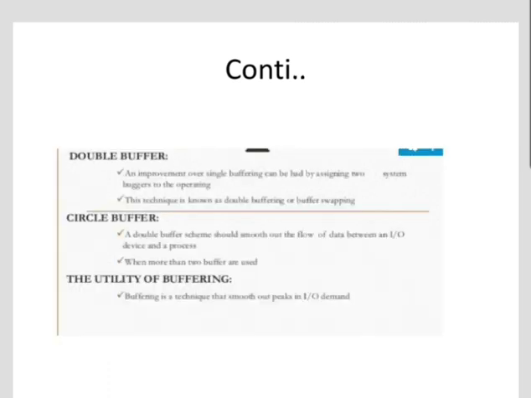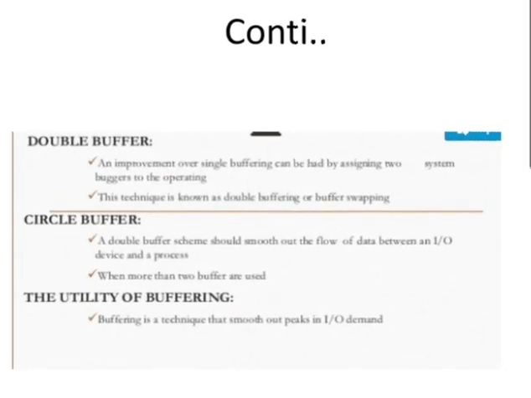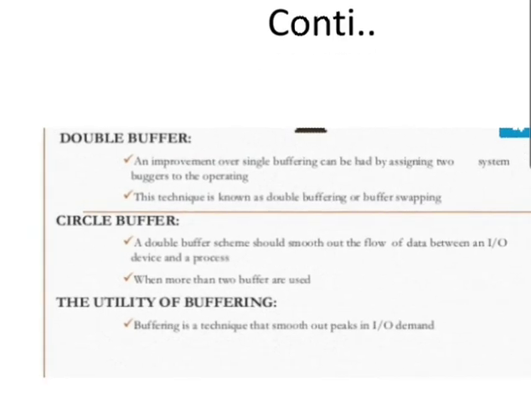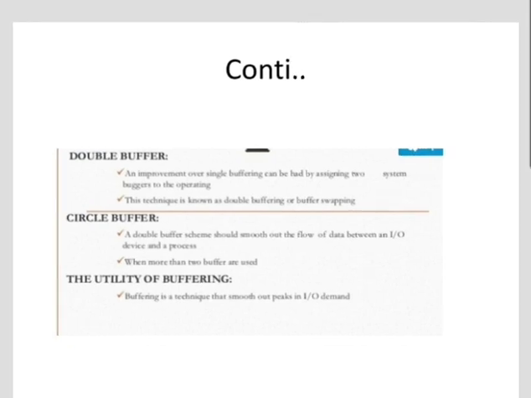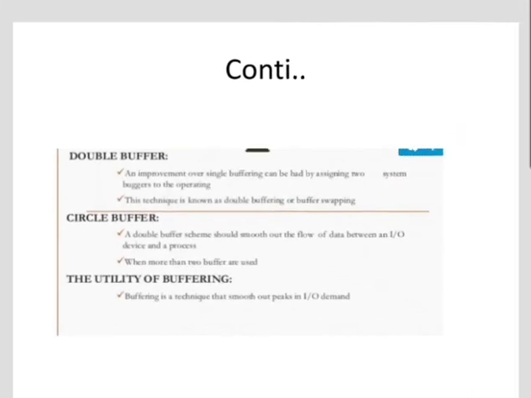Double buffer. Here an improvement over single buffering can be made by assigning two system buffers to the operating system. This technique is known as double buffering or buffer swapping. Circular buffer means that a double buffer scheme should smooth out the flow of data between an input-output device and a process when more than two buffers are used. The utility of buffering: it is a technique that smooths out peaks in input-output demand.